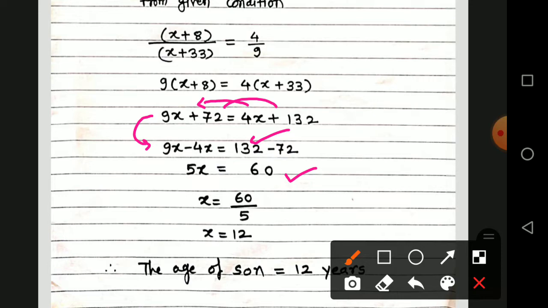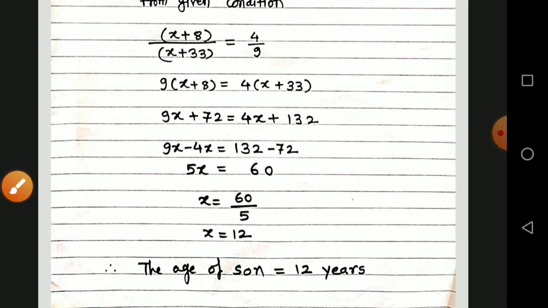In between 5 and x there is a multiplication sign. Transpose this 5 to the right side, it becomes division. x is equal to 60 upon 5. Simplify this, 5 12s are 60, that's why x is equal to 12. The age of son is equal to 12 years. In this way we have to solve the example.